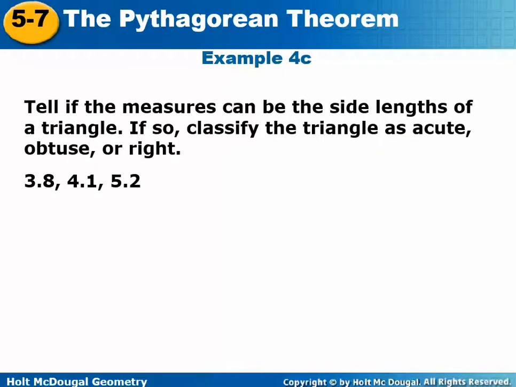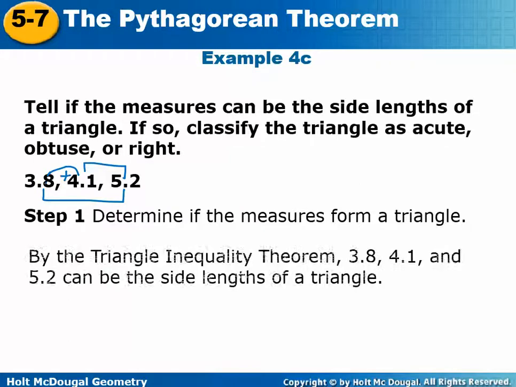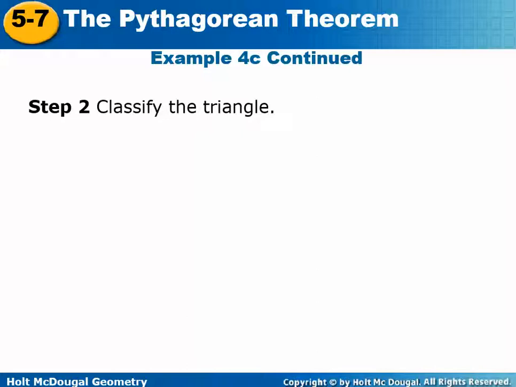All right, you can do this with decimals or fractions as well. So first thing is to check if it can be a triangle. So I'm going to take 3.8 plus 4.1. That's greater than 5.2. So the first one checks. These plus this was greater than. If I add these two together, it's greater than 4.1. So that checks. And let's see, I have to add these two and see if it's greater than 3.8. It's going to work. So it can be a triangle. So I did step 1. Now we have to classify it.